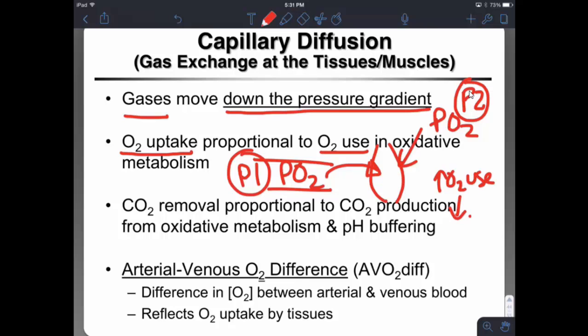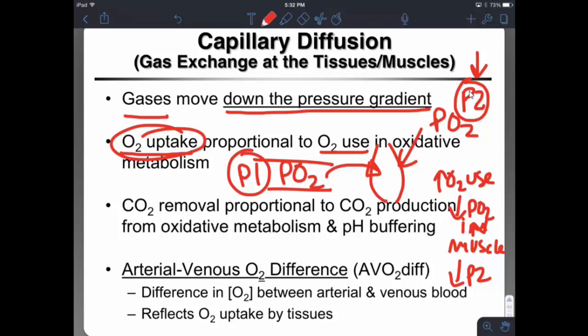you're going to get a drop in the PO2 in the muscle. Okay, so if it's being used more, then the amount inside the muscle is going to be lower, and therefore P2 is going to be lower, right? And if P2 is lower, then P1 minus P2 is bigger, setting up a bigger pressure gradient and more uptake. Okay, so it all makes sense.